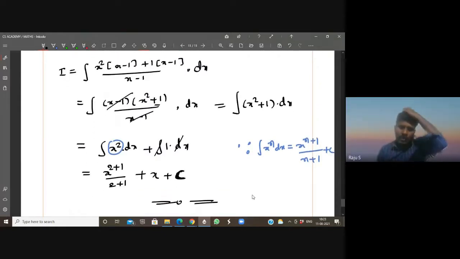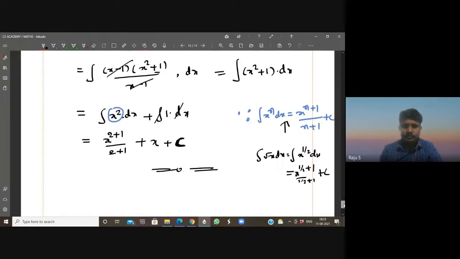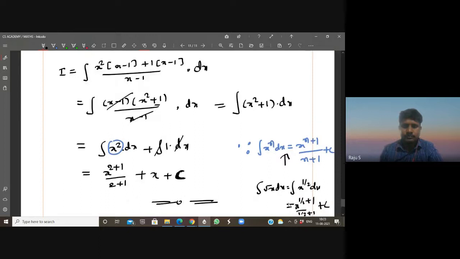So for the next question you have to just multiply with root x. Root x we have to write as x power 1 by 2. Now you can apply this formula: x power 1 by 2 plus 1 by 1 by 2 plus 1. Yesterday I have written the direct formula also. You can try to remember the formula. It is very useful in OBT. Root x formula you have to remember, and 1 by root x formula you have to remember. Both you have to remember. Clear, students?